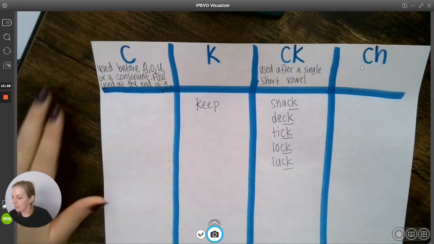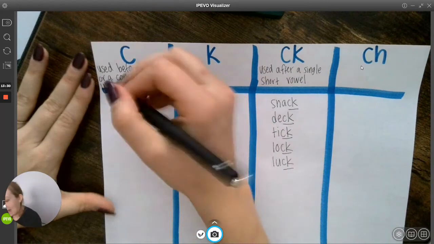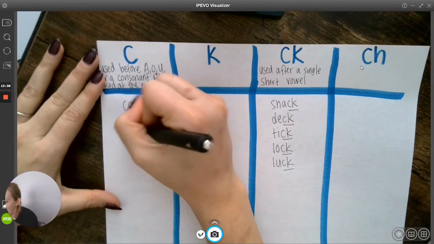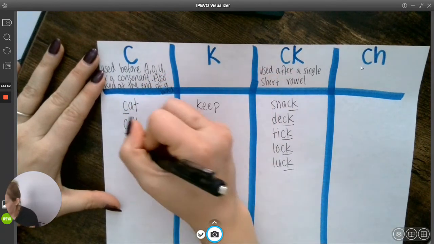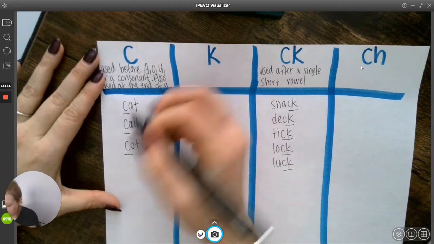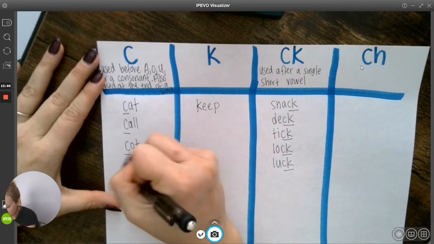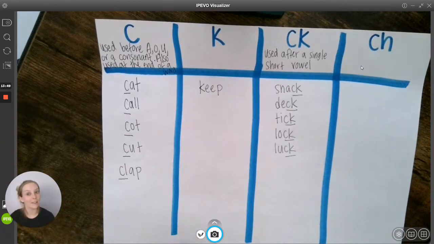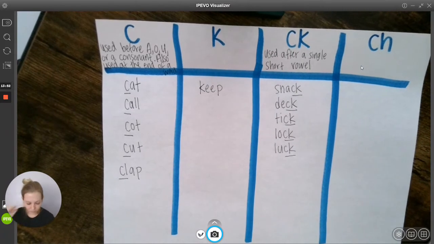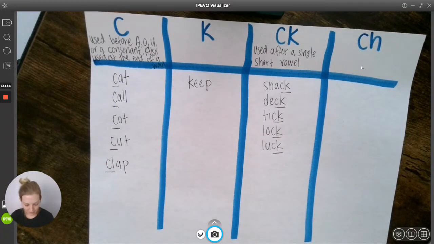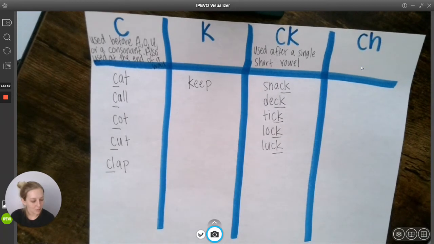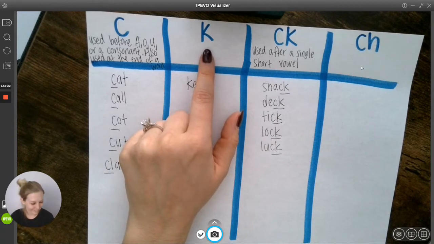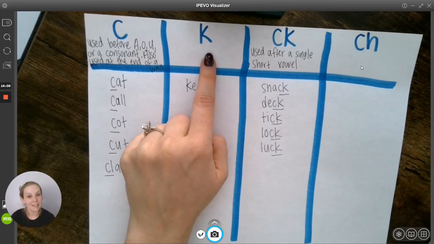Let's write some more examples. Let's do cat, call, caught, cut, and clap. And if you can think of more, feel free to write more. All right, let's move over to tall K. When do we use K to spell K?